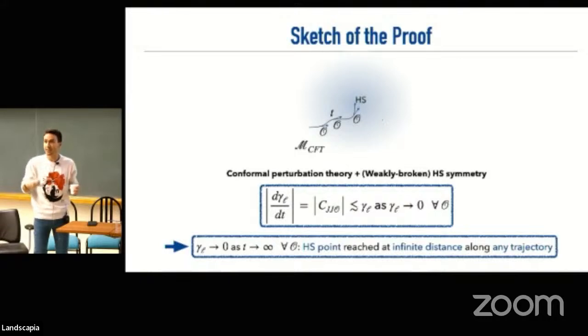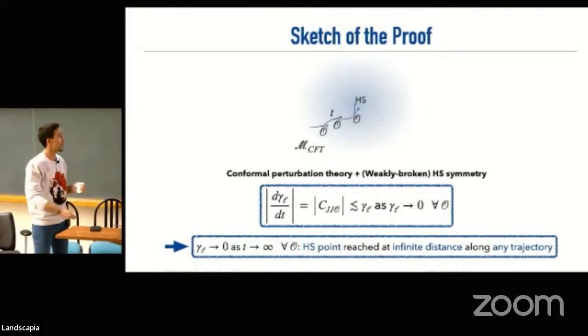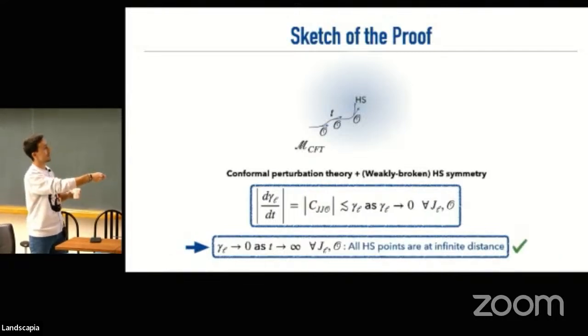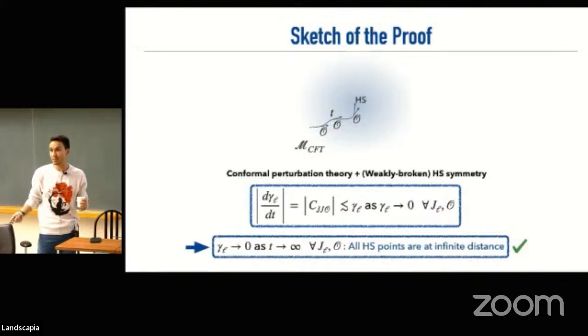And this is for any trajectory approaching the higher spin point. So I showed you that any trajectory you might think of will reach it at infinite distance. So the higher spin point is really at infinite distance. Not only that, for completeness, I can show this for any J L, and that means for any higher spin point. So the conclusion is that all higher spin points are at infinite distance, which is the first part of the CFT distance conjecture, now proven, okay?